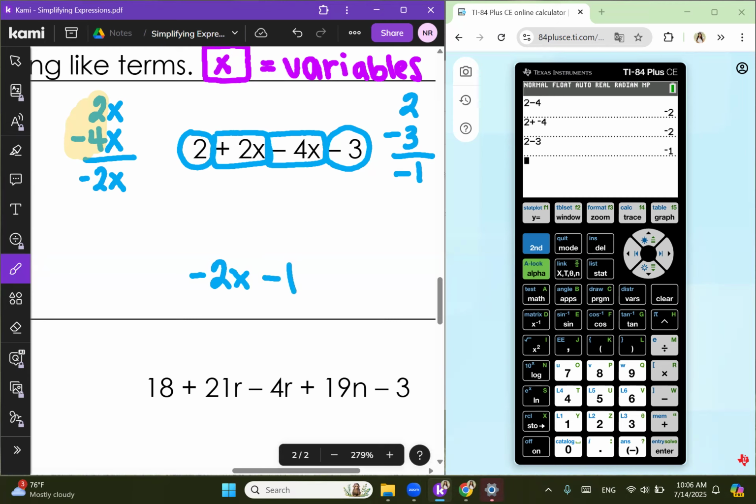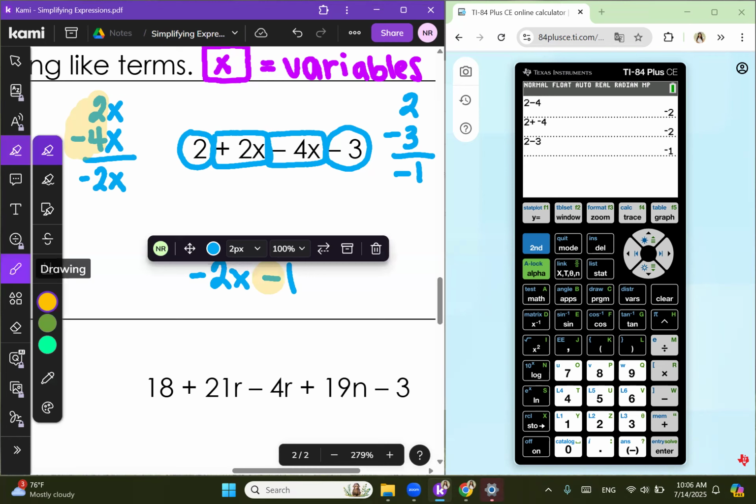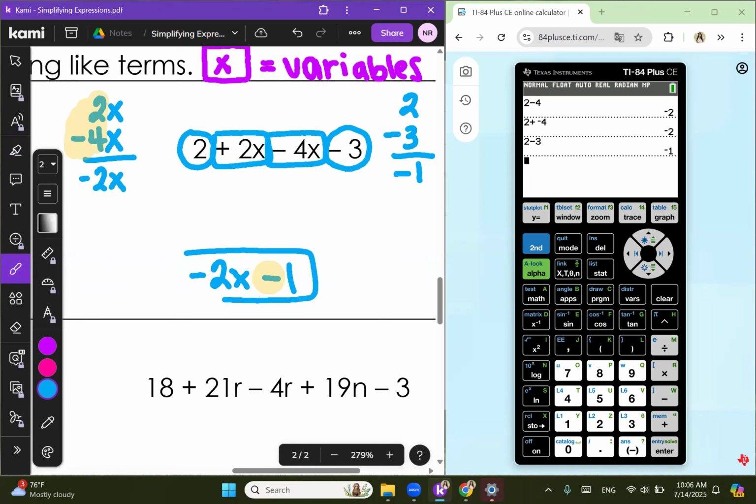You don't need to put any plus signs here because you already have this minus sign or the negative connecting. The minus and the negative are similar. They do the same thing, but I say similar because they are still different.